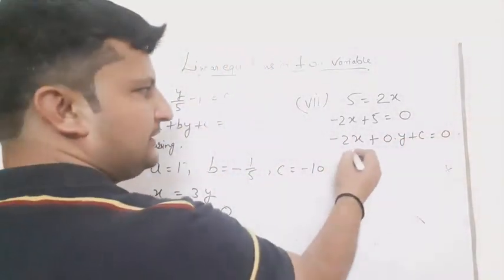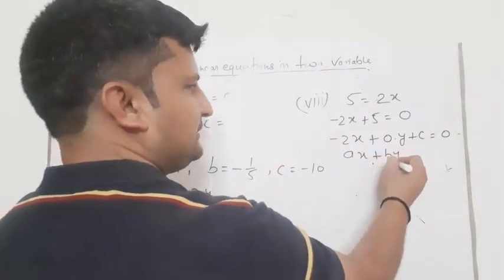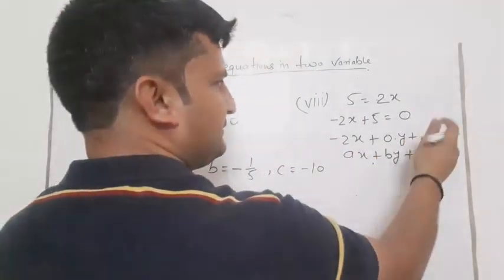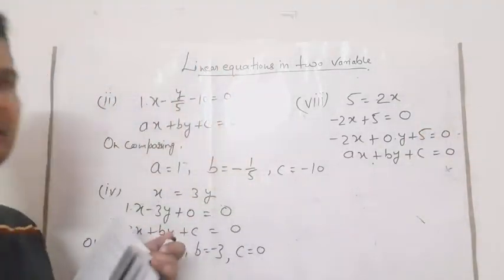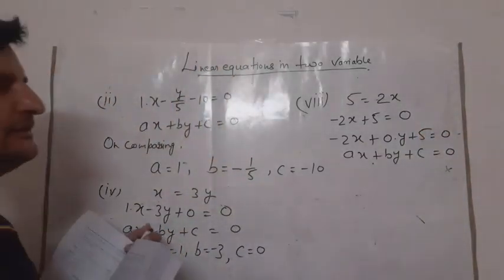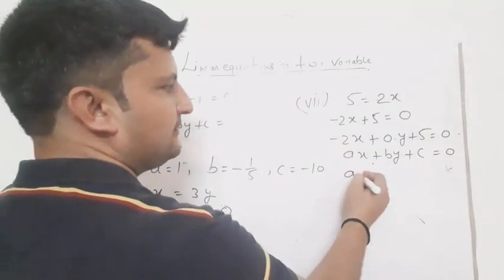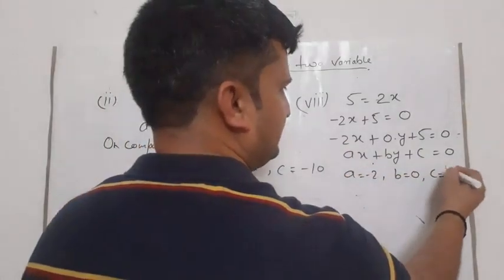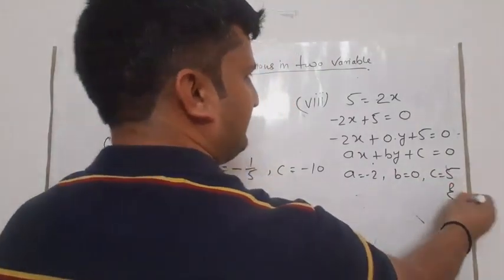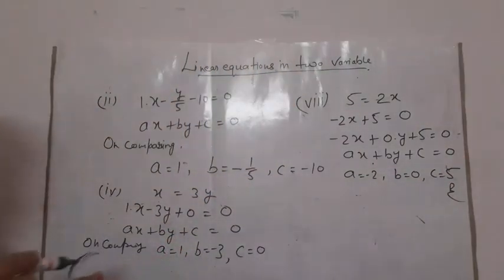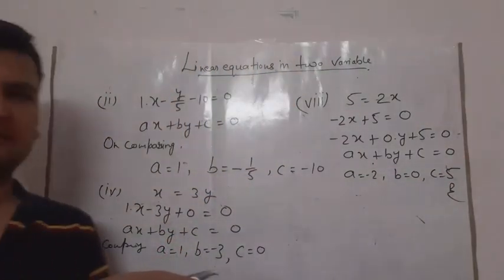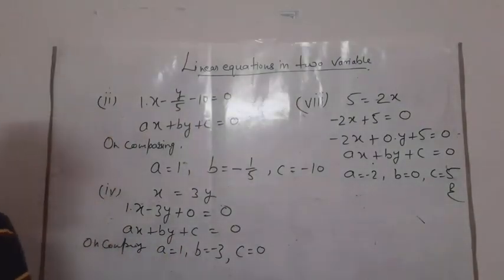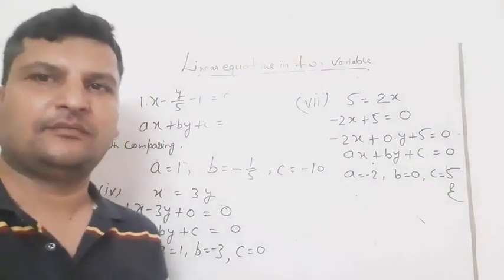Again compare it with ax plus by plus c is equal to 0. Sorry, this one is 5. What is the value of a here? A is equal to minus 2, b is equal to 0, and c is equal to 5. Now this is the answer of this question, 8th part. So exercise 4.1 is completed.